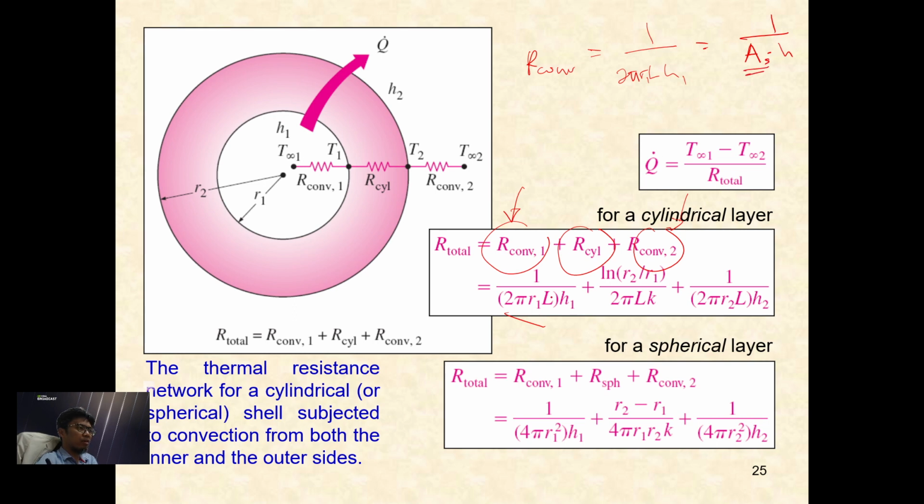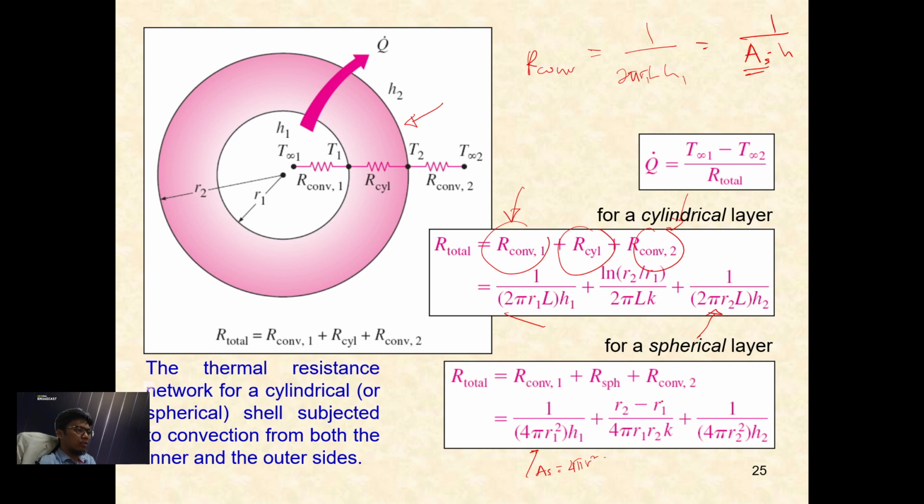For the surface area of a cylinder, we use this one, 2 pi R L. This one is for the outside surface area of the cylinder. And this one is the surface area of a sphere. The spherical surface area is 4 pi R squared.